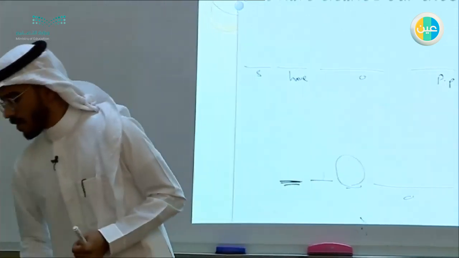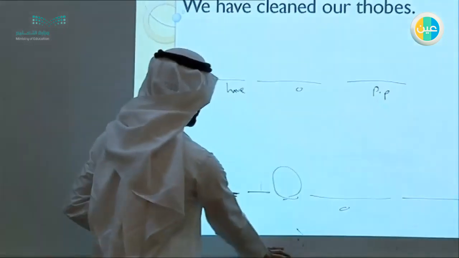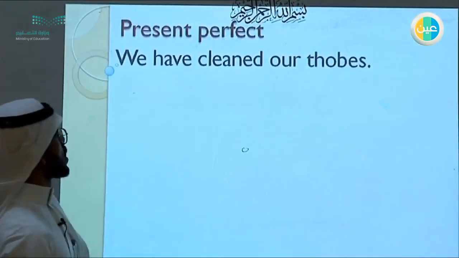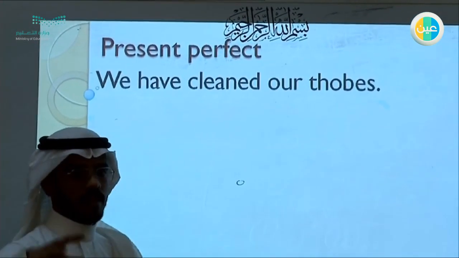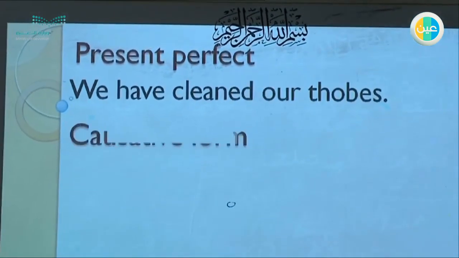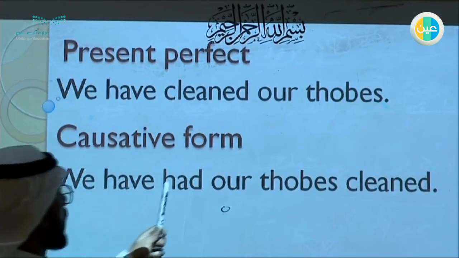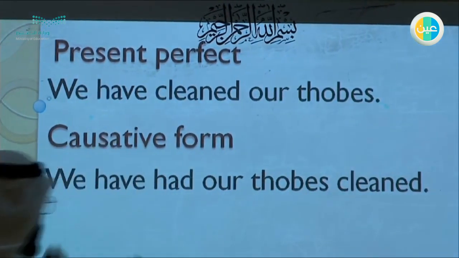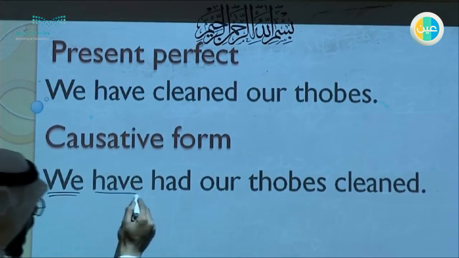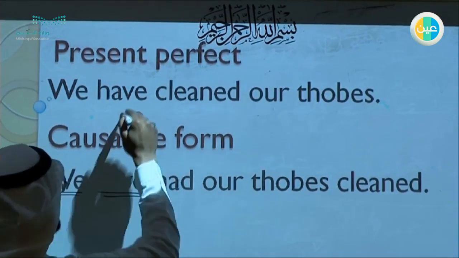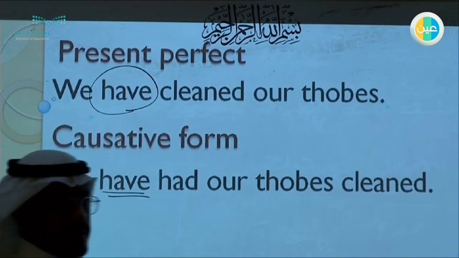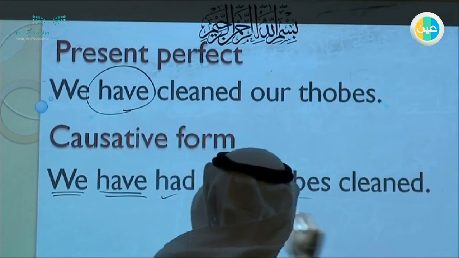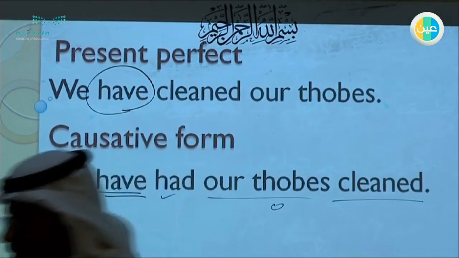Let's take the first sentence. We have cleaned our thobes. This is present perfect. How can we make it causative form? Look, we have had. Now, what did we do? The subject and have. The verb have in the present perfect becomes had. Our thobes, this is the object, cleaned, this is the past participle.